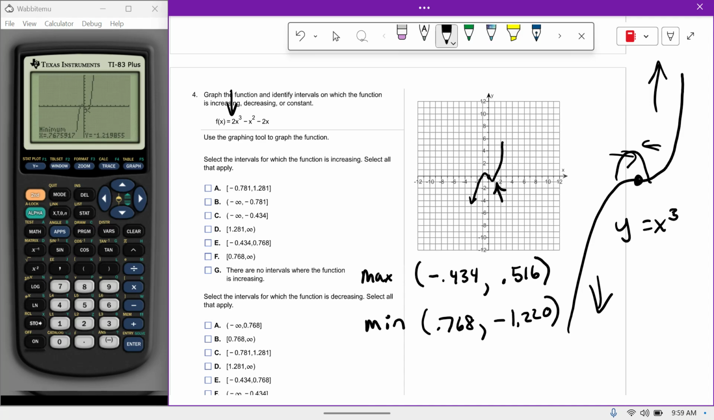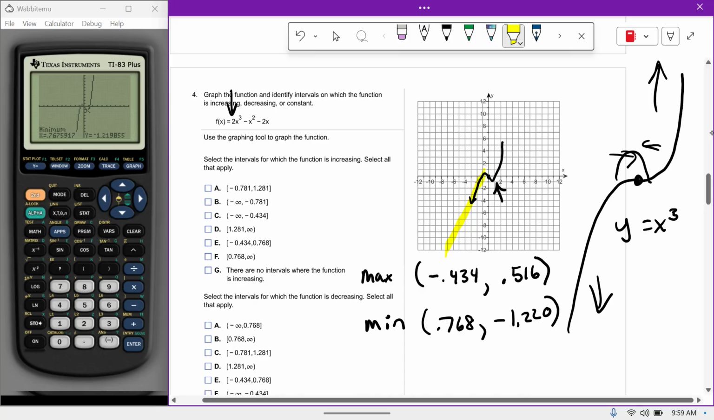Okay, so it wants to know, where is the function increasing? Well, it's going up all the way until it hits this max point. Then it's going down there. Then it's going up again after that. So there's 2 places it's going up. It's going up from negative infinity till it hits a max point. Well, which one is that? Well, that's this one.